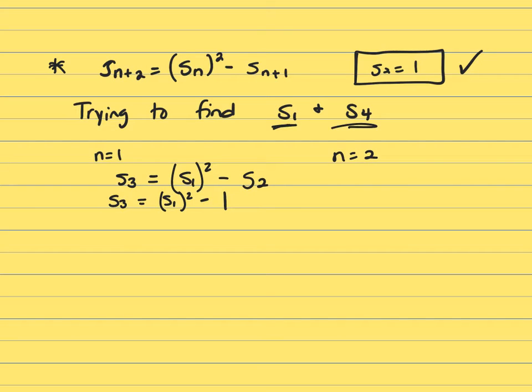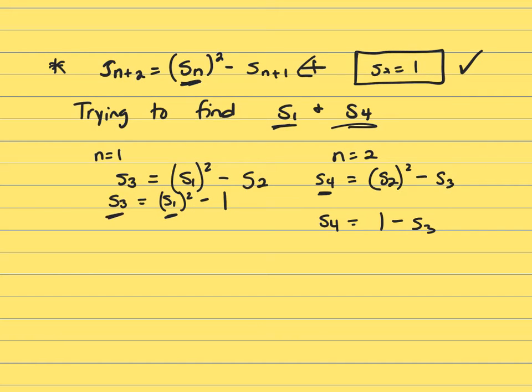If n equals 2, I'm going to plug back into this equation here, and that's going to give me the S sub 4. So now I'm going to have an equation with an S sub 1 and an equation with S sub 4, and hopefully I'll be able to put those together. So S sub 4 will be S sub n squared, and n is 2, so that's S sub 2 squared minus S sub n plus 1, and n is 2. That's going to be S sub 3. So S sub 4 equals, what is S sub 2? That's 1, minus S sub 3.